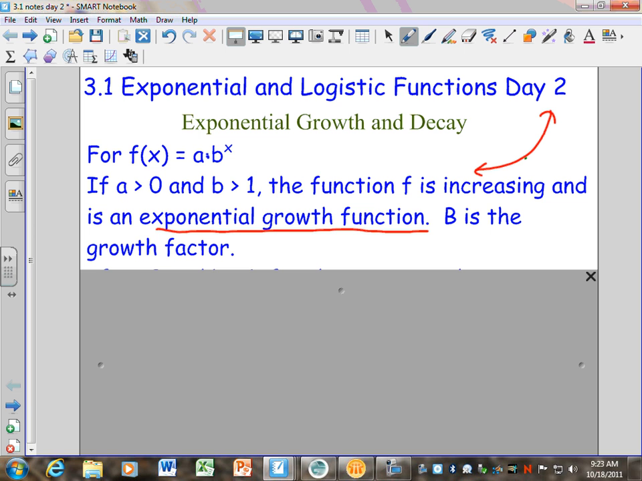Bacteria, I believe they reproduce exponentially, and so over time they're growing more and more. As time goes on, the population is getting bigger and bigger. That's exponential growth. B, I don't know why I capitalized that here, but B is the growth factor. So if they ask you what is the growth factor, it's just whatever the base is. That's by how much it's growing.